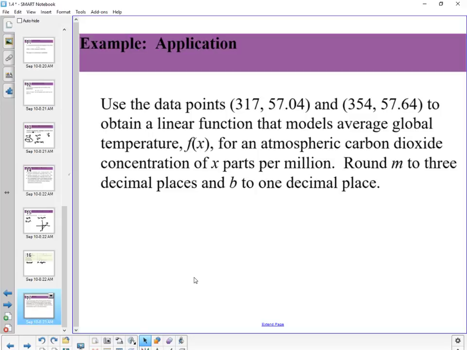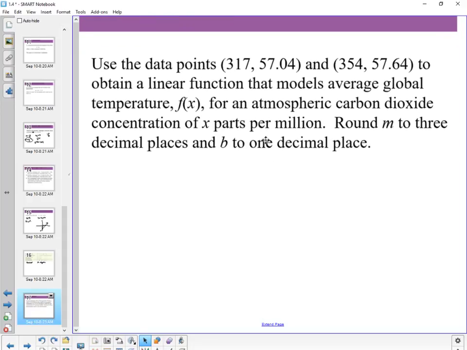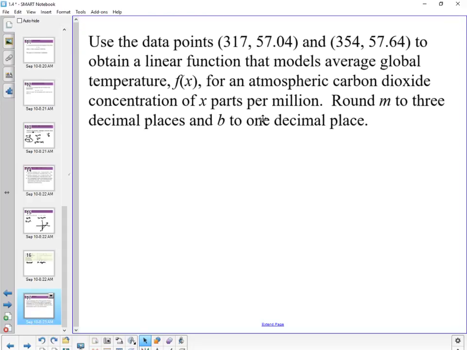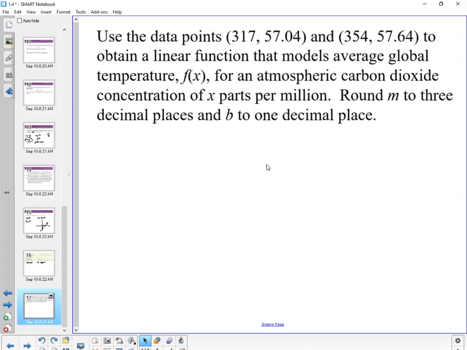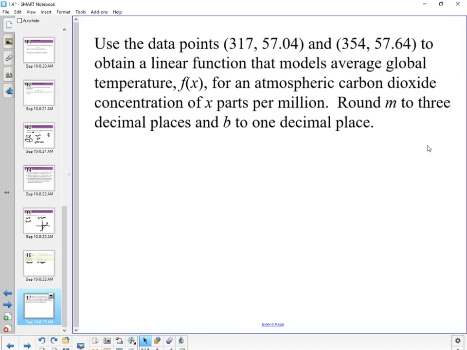Applications, AKA word problems. Use the data points to obtain a linear function that models the average global temperature for f of x for atmospheric carbon dioxide concentration in x parts per million, and then round m to 3 decimal places and b to 1 decimal place. So anyways, the important part here is going to be, can I get myself an equation of a line?